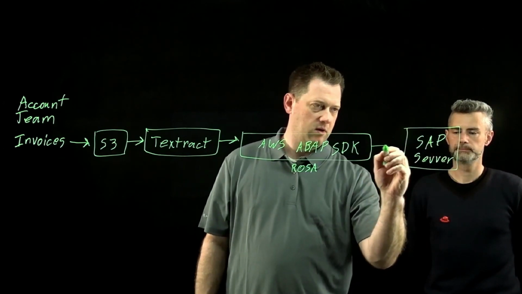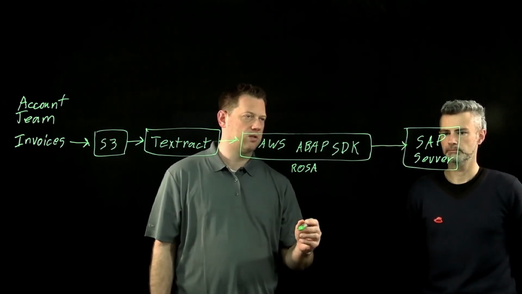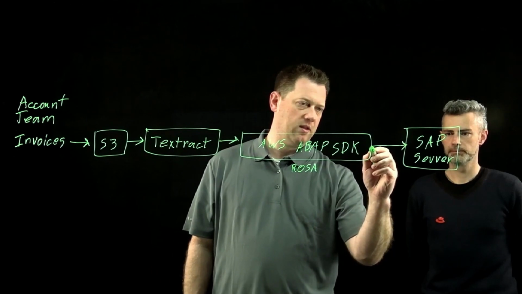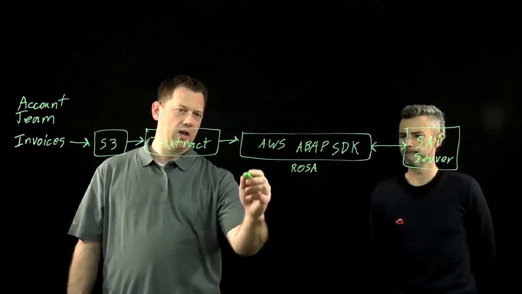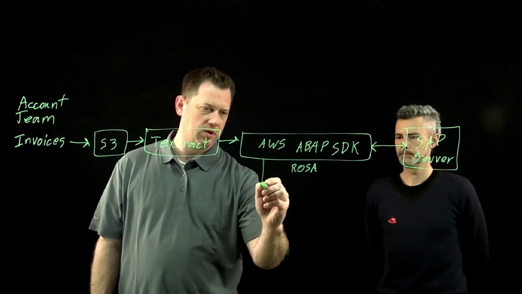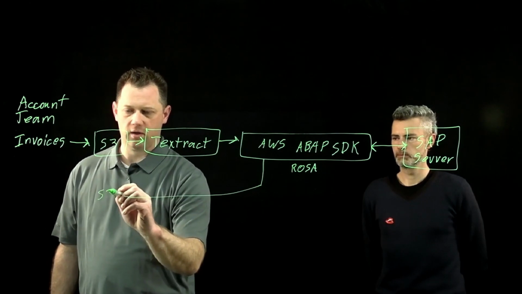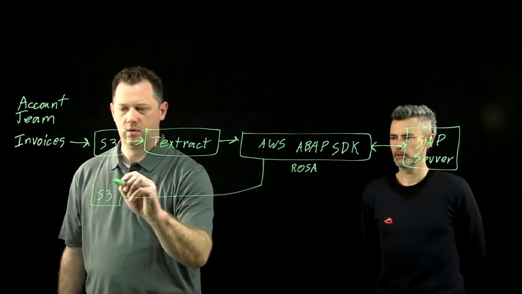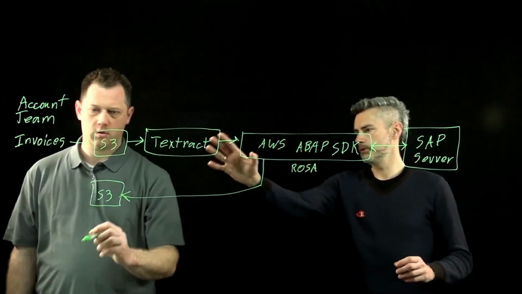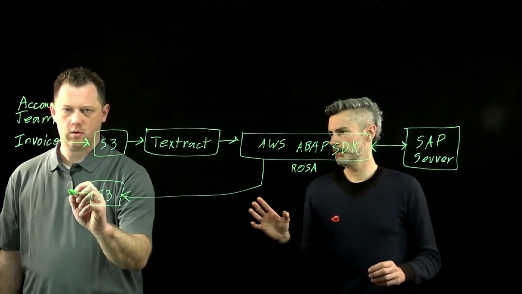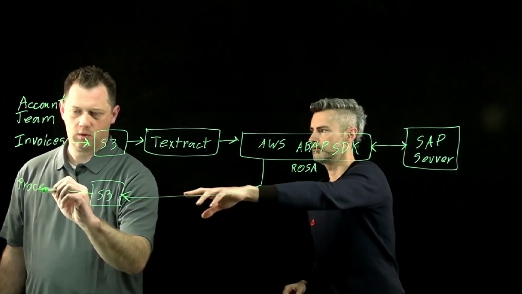And so this data can go into here, and it can be processed in our SAP server, and then it can come back from here. Right. And it goes back into ROSA. And from here, after it's been processed, it's going to kick it out. It's going to go into an S3 bucket that's processed. Okay, so we're going to have two S3 buckets in this example, right? One with the invoices that are just uploaded by the account team, and then once they are processed, we will upload them to a different S3 bucket.